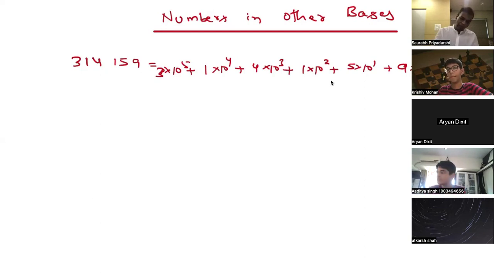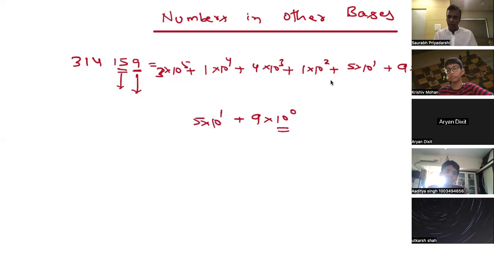So the first position digit, 9, goes with 10 to the power 0. For the digit at the nth place, we multiply by 10 to the power n minus 1. The second is written as 5 into 10 to the power 1, and so on. So we can write the numbers in this form.